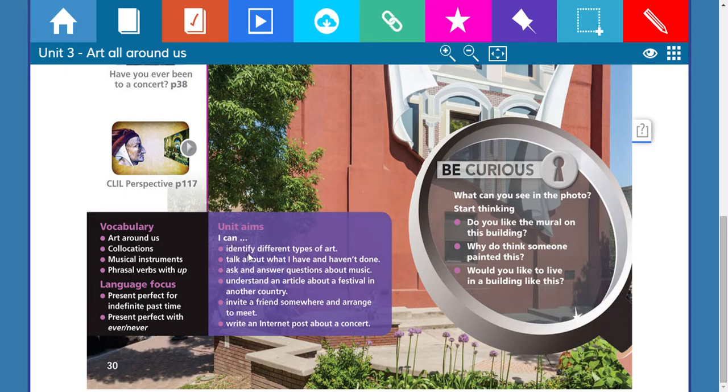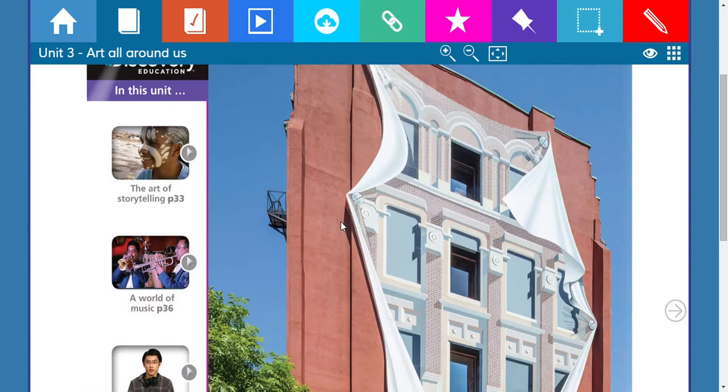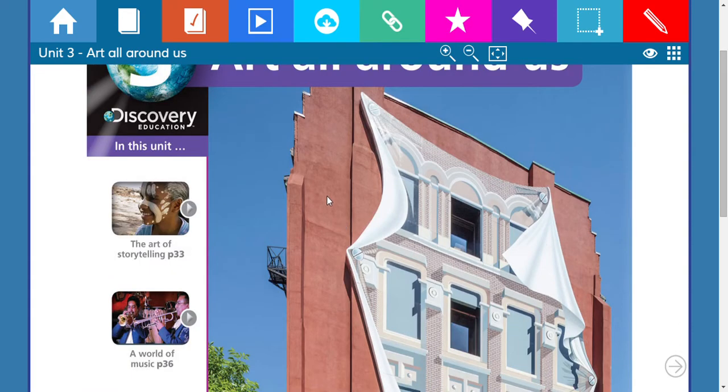Unit aims. I can identify different types of art. I can talk about what I have and haven't done. Ask and answer questions about music. Understand an article about festivals in another country. Invite a friend somewhere and arrange to meet. And write an internet post about a concert. So, this is what you're going to see in this unit.